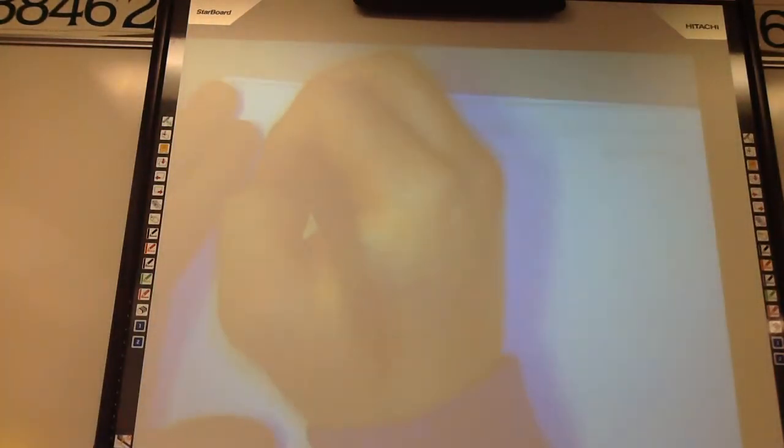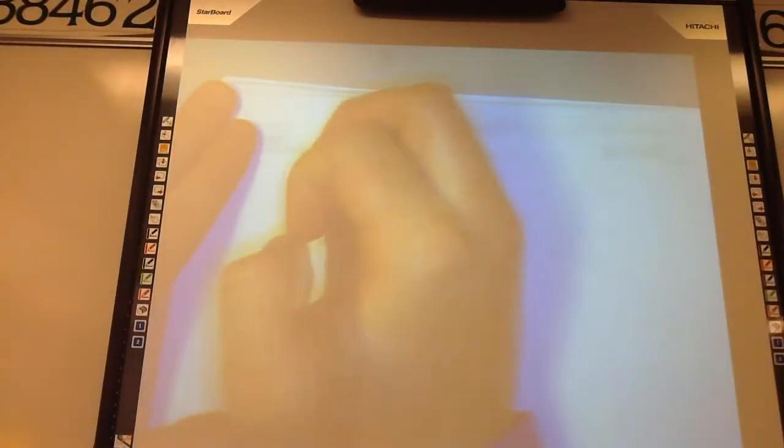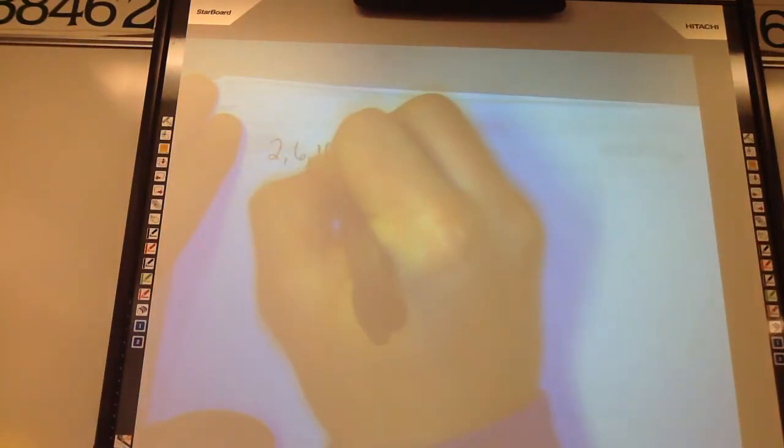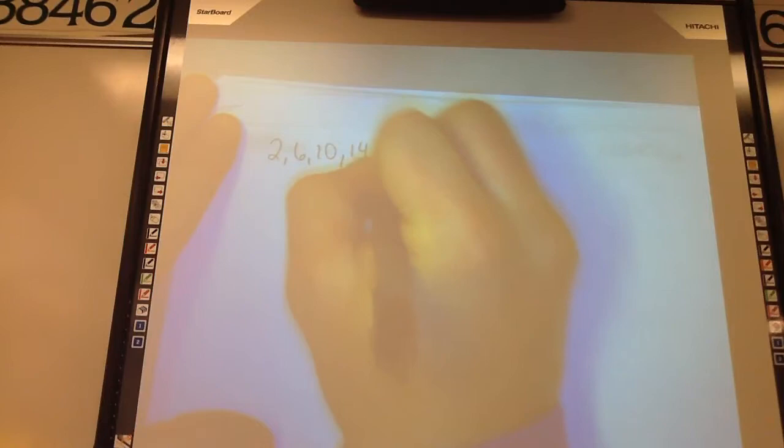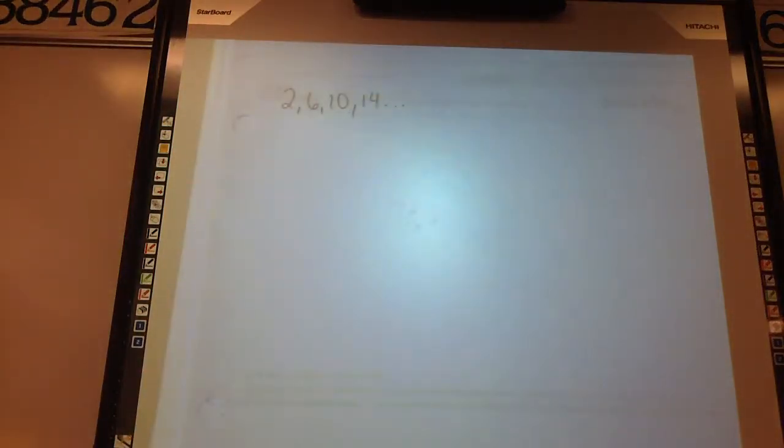Try another one. So here's a sequence. I'll just make one up here real quick. 2, 6, 10, 14. Try to find the rule and give me the 100th term.